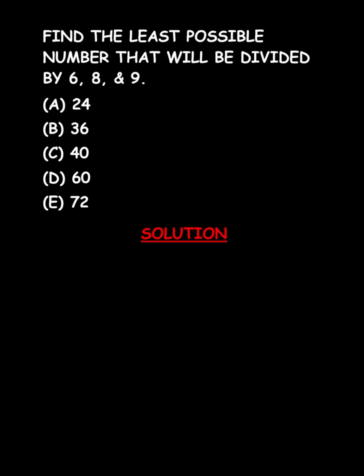Find the least possible number that will be divided by 6, 8, and 9. A. 24. B. 36. C. 40. D. 60. E. 72.